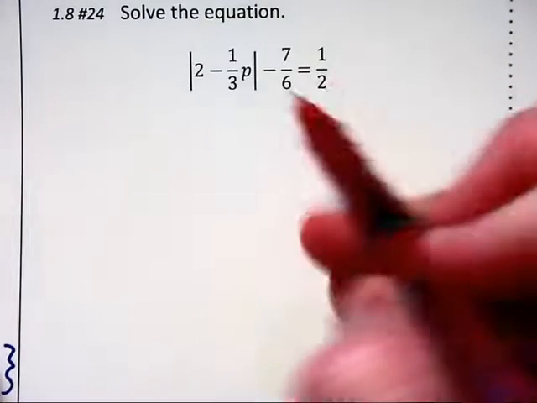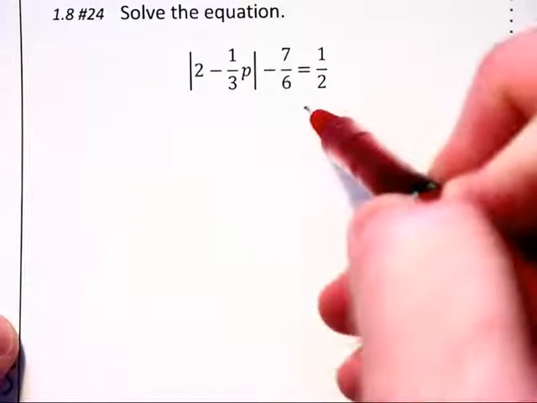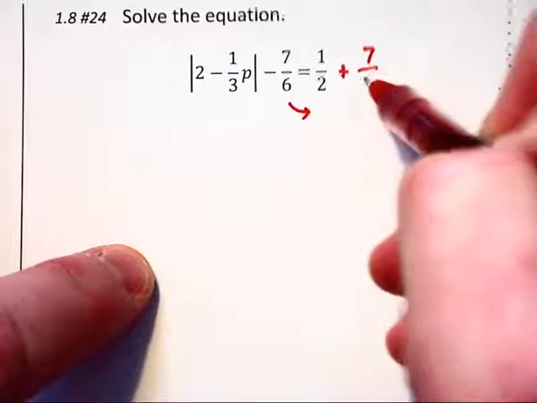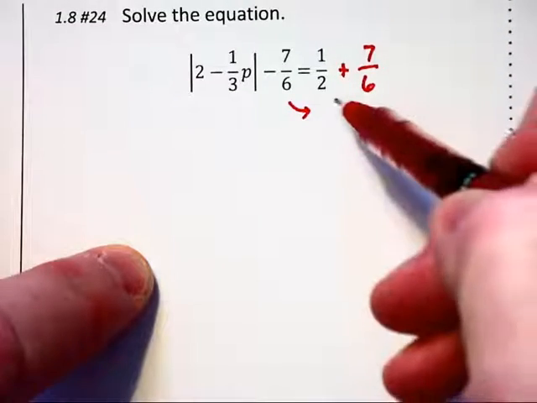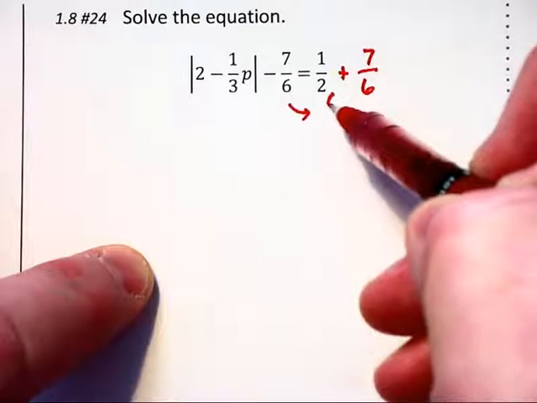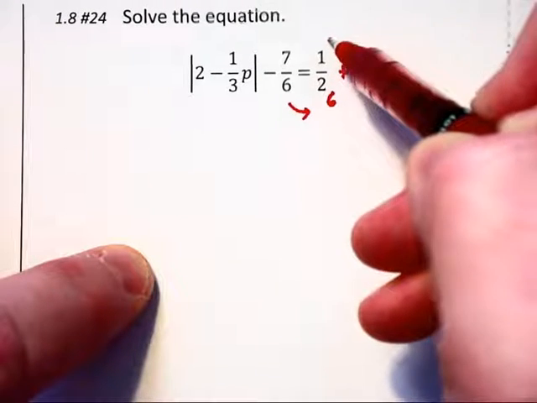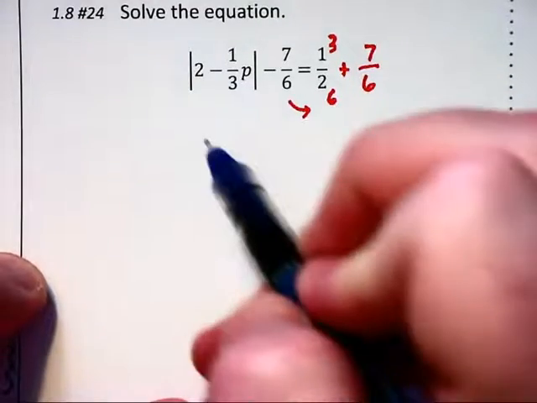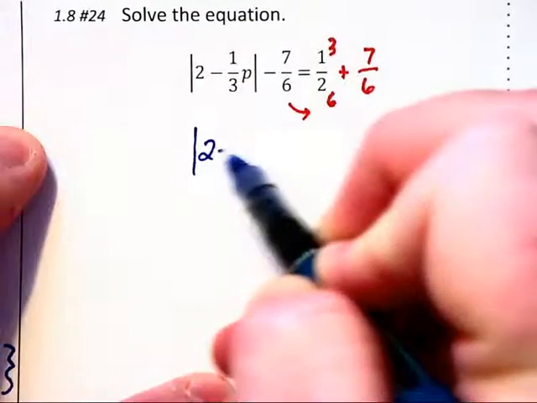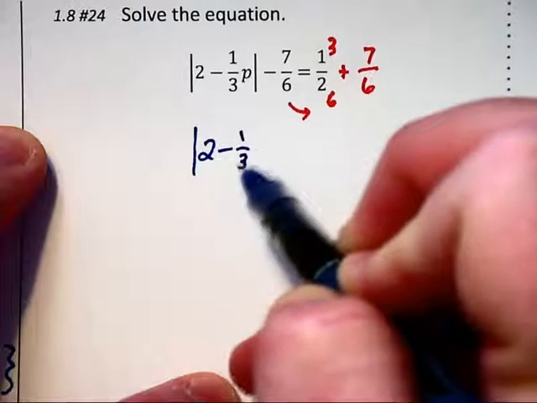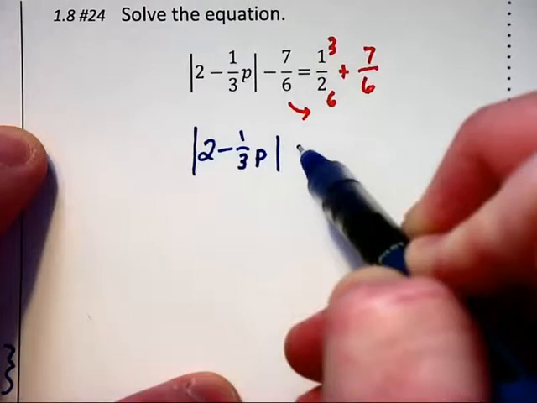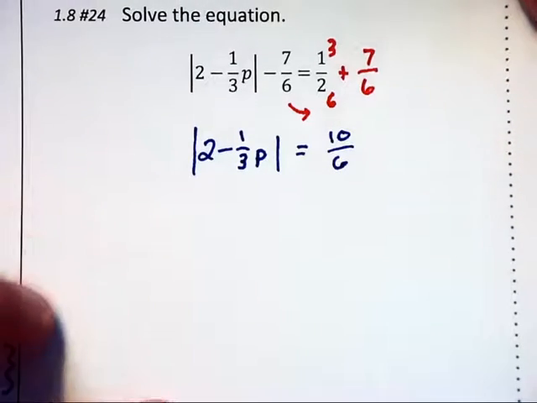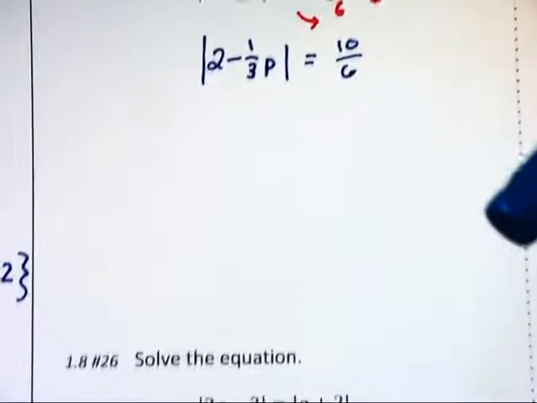In this next problem, we want to isolate the absolute value by itself, which means we want to add 7 over 6 to each side. We notice on the right that we're going to need a common denominator of 6, so the 1/2 we can rewrite as 3/6. We now are going to have the absolute value of 2 minus 1/3 p equal to 10 over 6, which can be reduced to 5/3, as I will write on the next row.